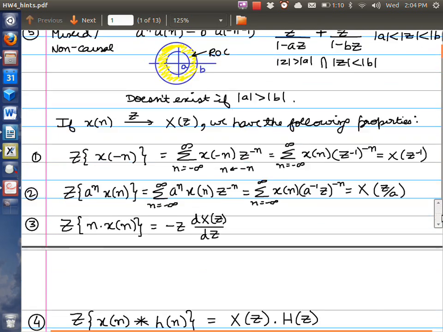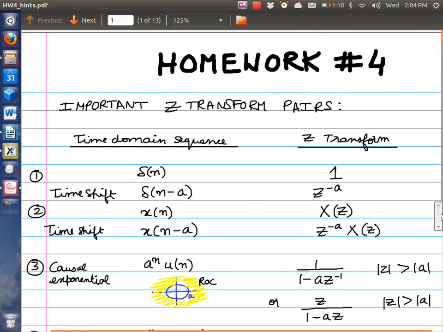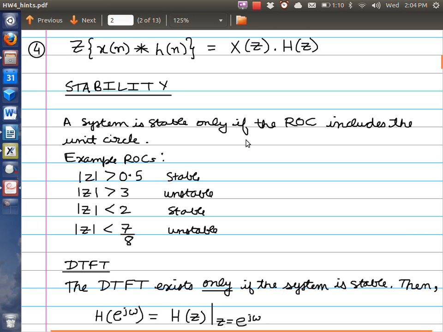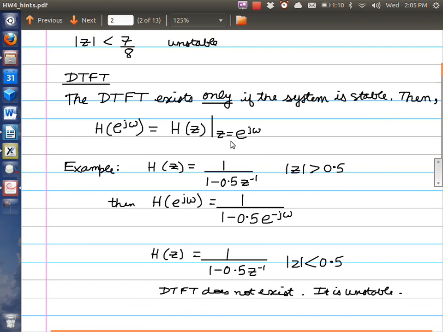So I've mentioned all the formulas here, then the stuff about stability, about the ROC including the unit circle, then the relationship of the DTFT to the z transform. So remember, if you're given an H of z, you can always write the DTFT by replacing z by e to the j omega. So this gives me the DTFT right there. But you can only do that if it's stable. So this ROC, it's stable, right? It includes the unit circle. This kind of ROC, it was unstable to begin with, so you cannot actually write this as the DTFT. That would be wrong.